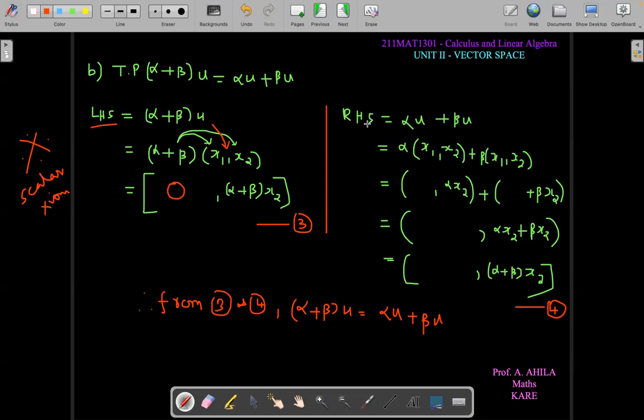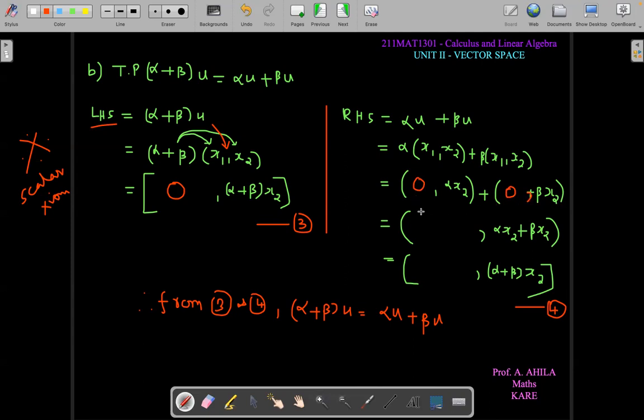Now here we check the right hand side, which is alpha u plus beta u. Alpha into x1 comma x2, beta into x1 comma x2. So replace u by x1 x2. Okay. Now we make scalar multiplication. So this is 0 comma alpha into x2. Here also we make scalar multiplication. So the second term is 0 comma beta x2.